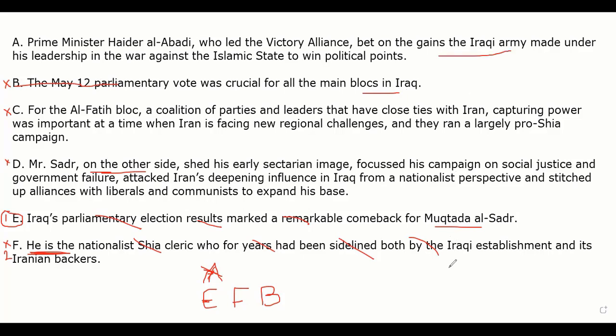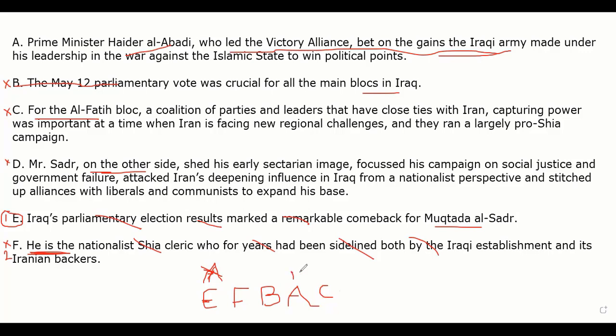Think. If you say B, the May 12 parliament vote was crucial for all the main blocks in Iraq, for the Al-Fath block. But don't you think for the Al-Fath block, something is missing before that? Yes, sir. Think more. What else can come? It may be A, sir. It has to be A, right? Yes, sir. Who led a victory alliance, better the gains the Iraqi army made. So A. And now after A, you can say C, right?